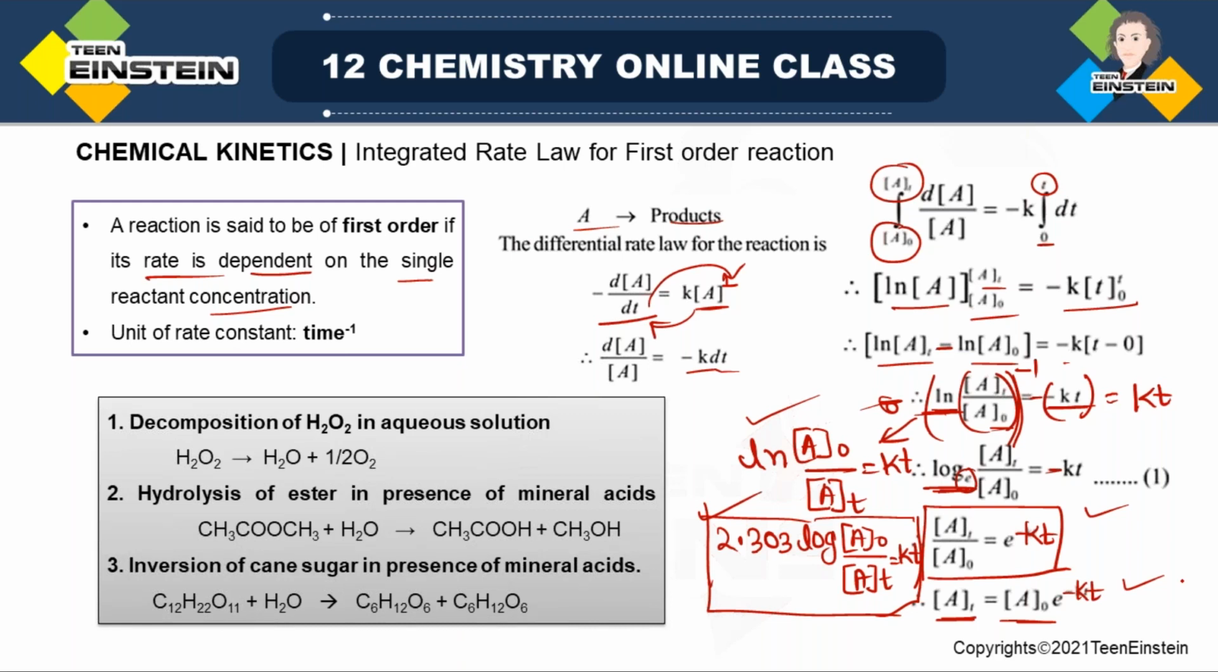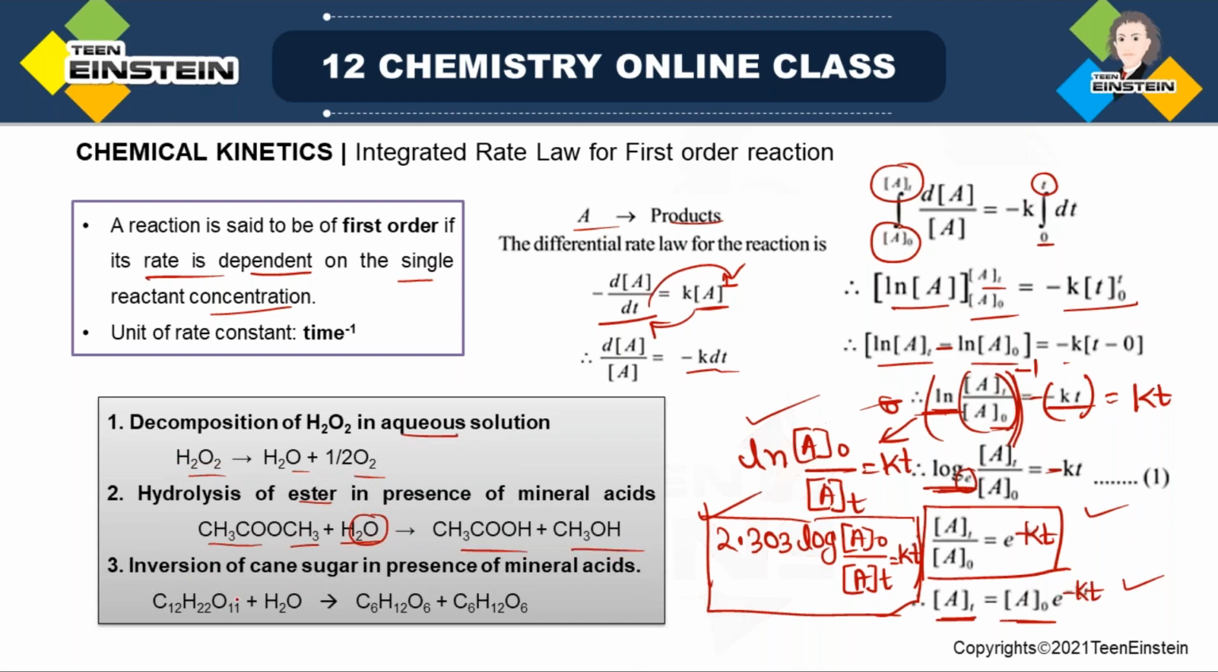We have some examples. Decomposition of H2O2 in aqueous medium: from H2O2, that is hydrogen peroxide, we get water and oxygen. Then hydrolysis of ester. Here we have an ester molecule, methyl acetate, plus water. Though two starting materials are there, it is still first order because the amount of water is so high that it is not dependent on the amount of water, only on the amount of ester. And the products are acid and alcohol.